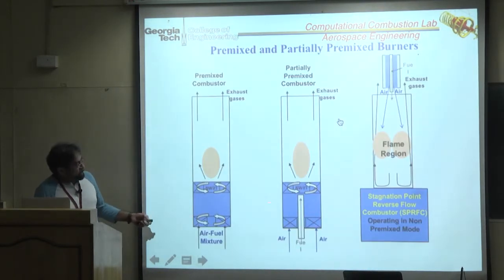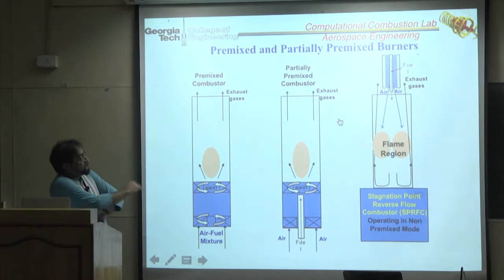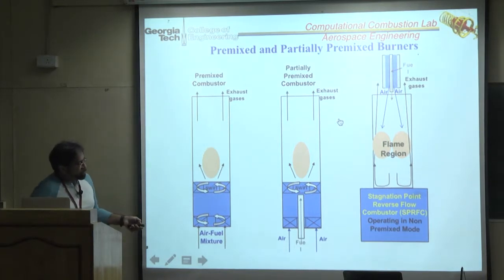But let's say on some other problem, here's another example. This is a very interesting experiment that was done at Georgia Tech many years ago. It's called the stagnation point reverse flow combustor.